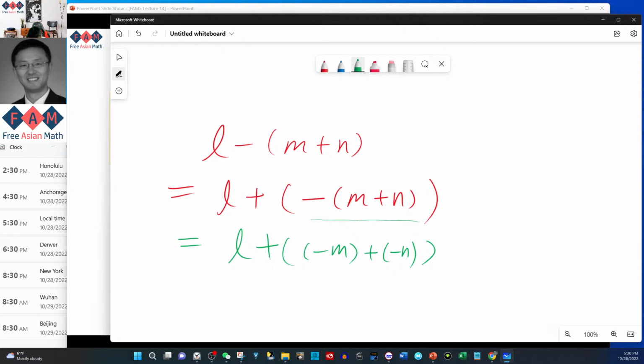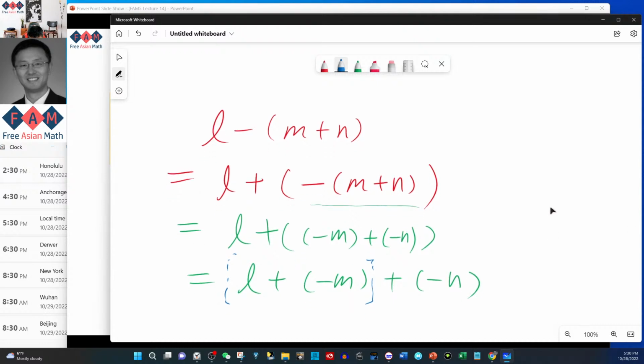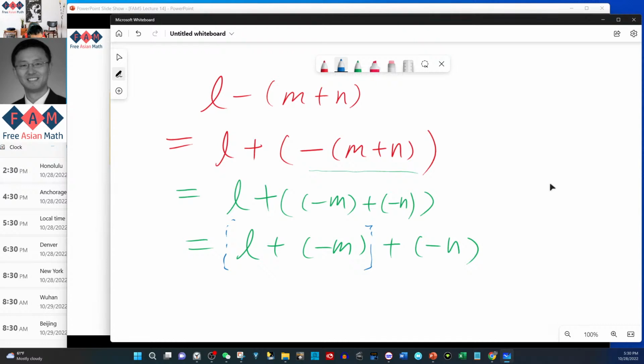Now you can see that we can use the associative property to write this as L plus negative M, then plus negative N, meaning that now we will do the first two. We don't need the parentheses because this is just the default order. But what is important to understand at this step is that this is just the associative law.